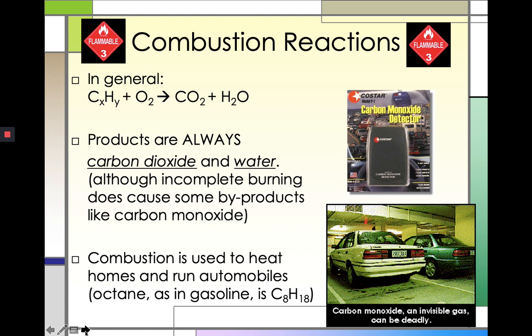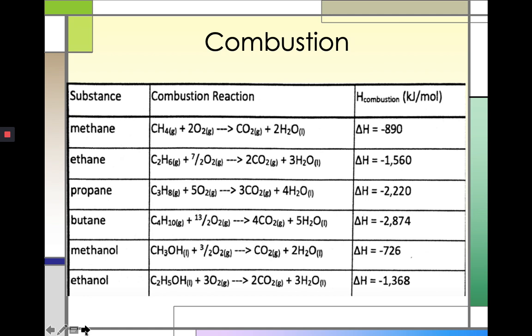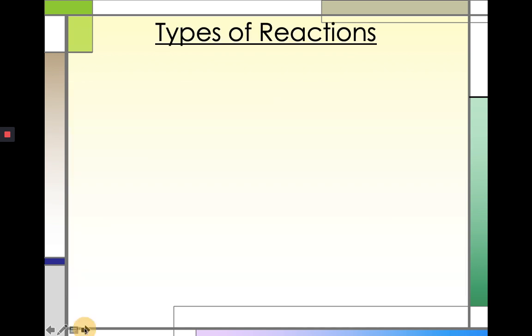Now, combustion is used to heat homes and run automobiles, such as octane in gasoline, that's C8H18. Here are a few examples of hydrocarbons with their corresponding equations. And then in here it gives us the amount of heat that is released. If you notice, the more negative it is, the more energy will be released. All right, so those are for combustion reactions.